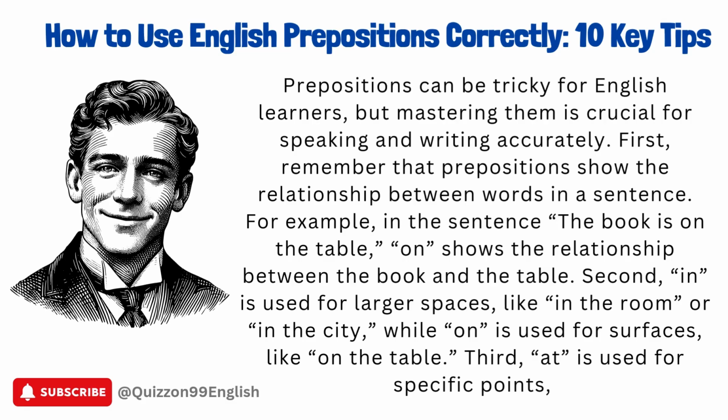For example, in the sentence, "The book is on the table," on shows the relationship between the book and the table. Second, in is used for larger spaces like in the room or in the city, while on is used for surfaces like on the table.